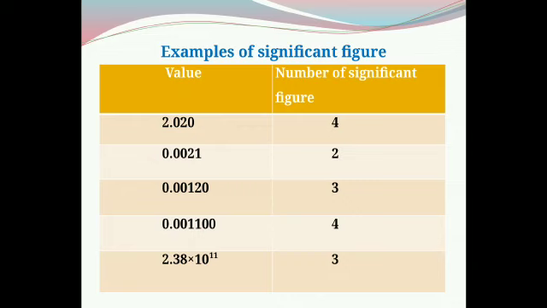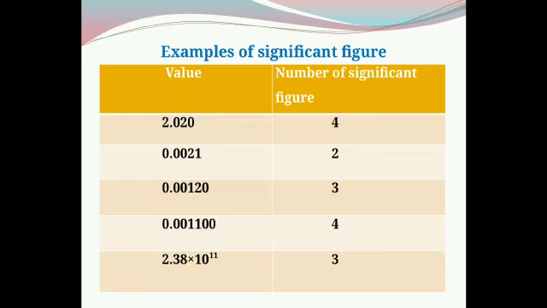The third value is 0.00120. Here again the first 3 zeros come before the non-zero digit but the last 0 is on the right side of the decimal point and it also comes after the non-zero digit, therefore it is considered a significant figure, and therefore the number of significant figures in this number is 3, that is 120.